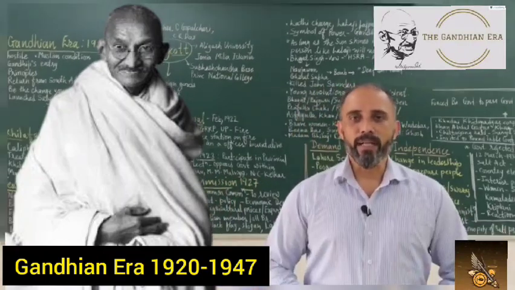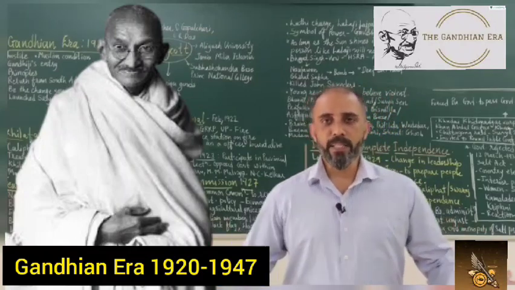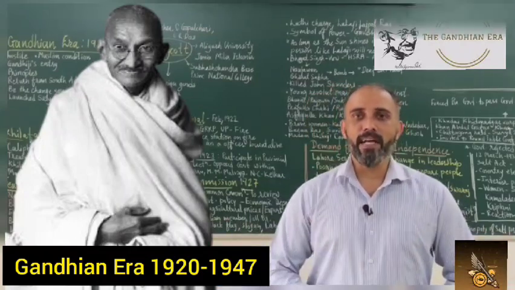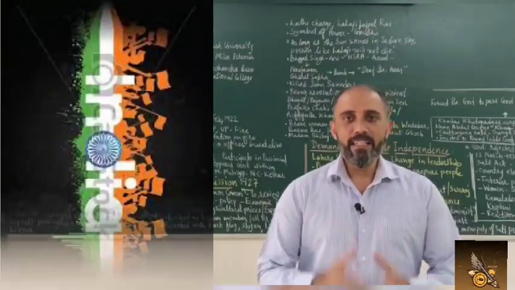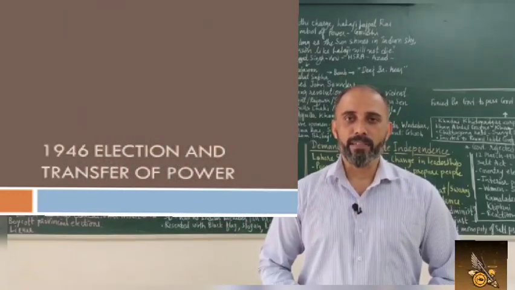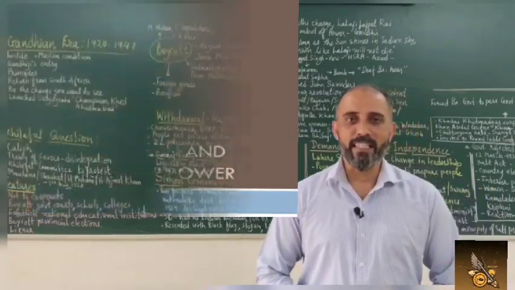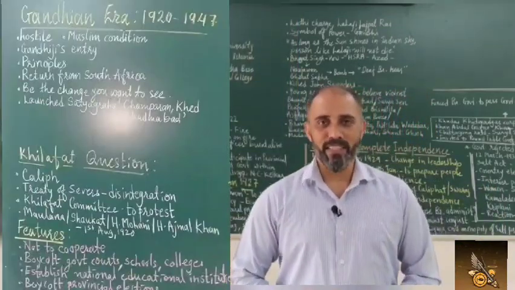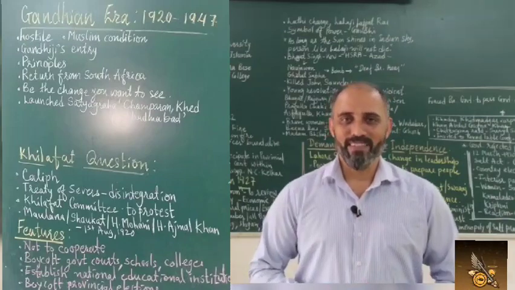The revolutionary movements from 1885 to 1920 created a suitable environment and background for nationalism in India. Indians became hostile towards the policies of the British government. The British government adopted several repressive policies in India which hurt the sentiments of Indians. The condition of Muslims in international politics was also not good.